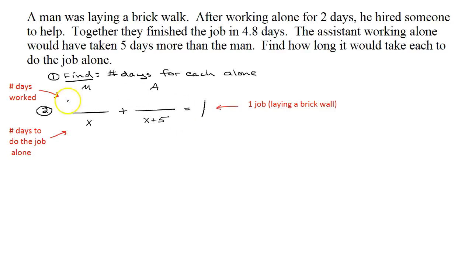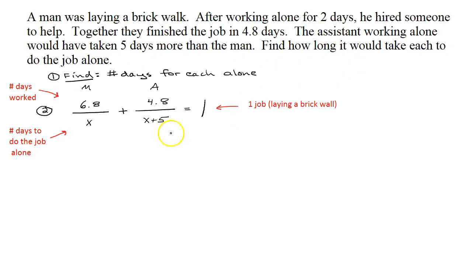Now, as far as the time on the top, for this problem, the man is working for 2 days alone, and then he's working for 4.8 days with this other guy. So altogether, he's working 6.8 days. The assistant is just working 4.8. It's not unusual for you to have different amounts of time here. Unless they start and stop at the same time, you'll have different numbers here. So that's always something to ask.